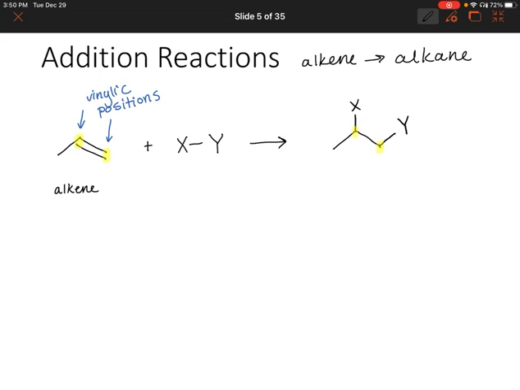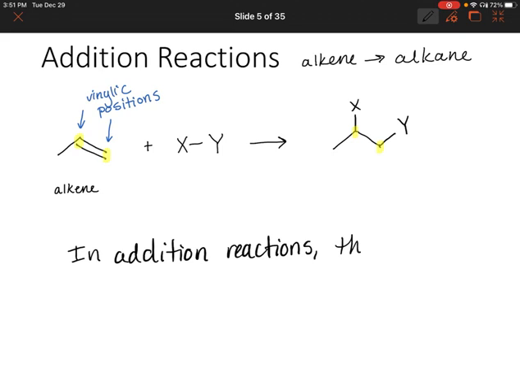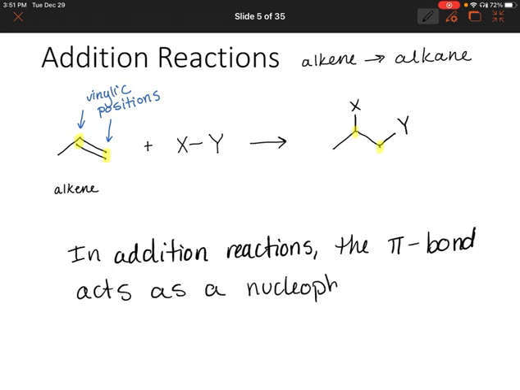Now, in addition reactions, that pi bond, that double bond, is actually acting as a nucleophile. Now remember, nucleophiles are electron rich. They have electrons they can donate. And that's what's happening here. The double bond, or the pi bond, is breaking in order to form new bonds by donating its electrons. So in addition reactions, the pi bond acts as a nucleophile because it is electron rich.